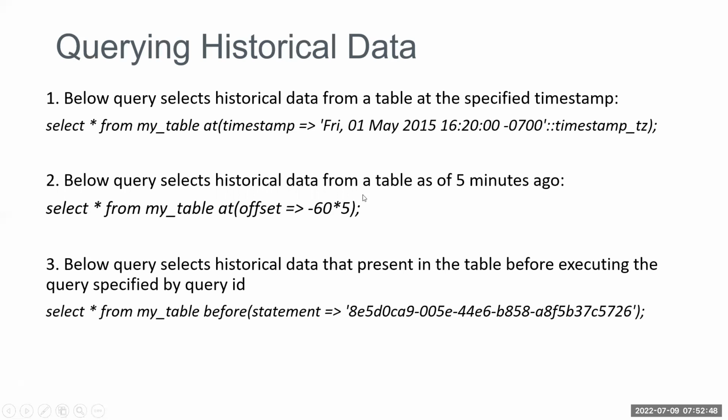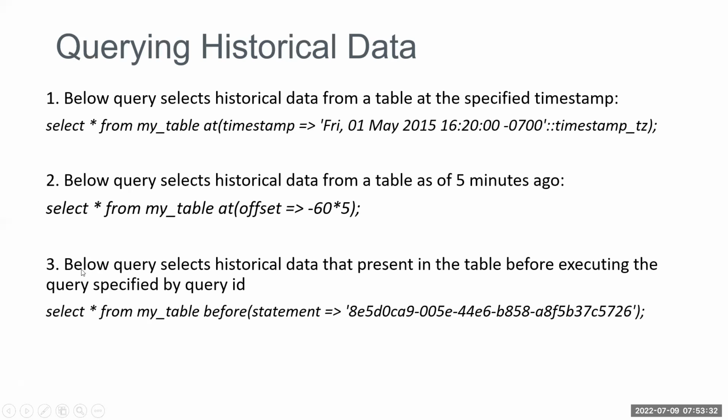Okay, select star from table at, we have to give this keyword, at offset. And minus 60 means we always calculate the time in number of seconds. So if I want to select for 5 minutes, I have to do minus 60 into 5. If I want to select 1 hour back, I have to give minus 60 into 60. If I want 2 hours back, I have to give minus 60 into 60 into 2. Understanding, right? We are converting seconds into minutes or into hours. So this is how we use the at offset feature.